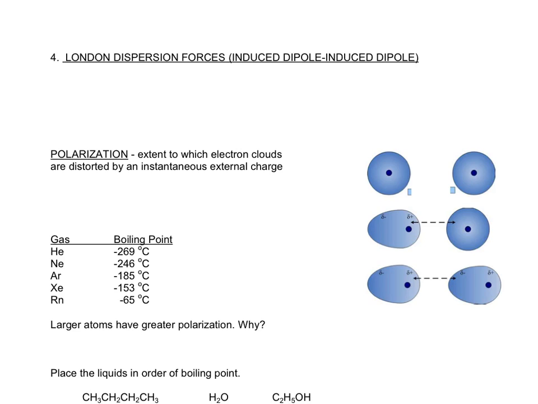Next type of interactions are London dispersion forces, also known as induced dipole. An example of that would be, like we mentioned before, iodine and hexane. Both of these are nonpolar molecules. So again, London dispersion is the same thing as induced dipole.